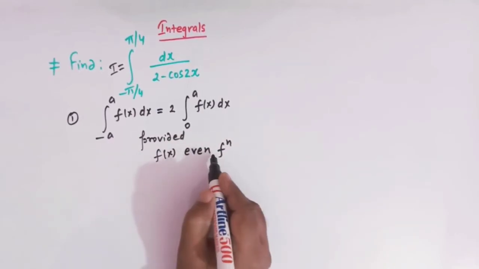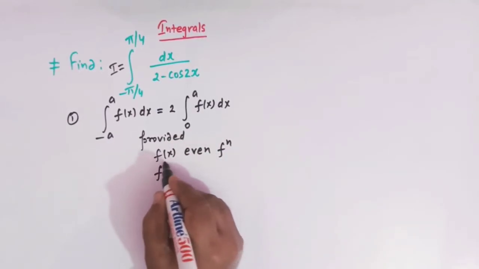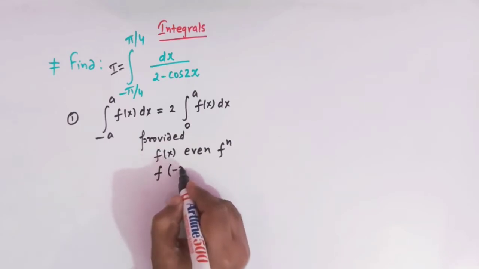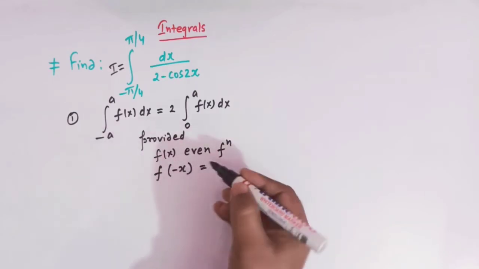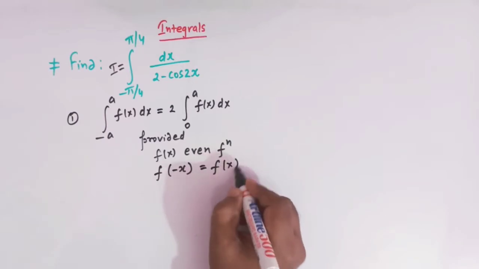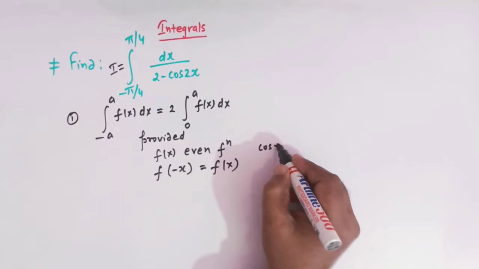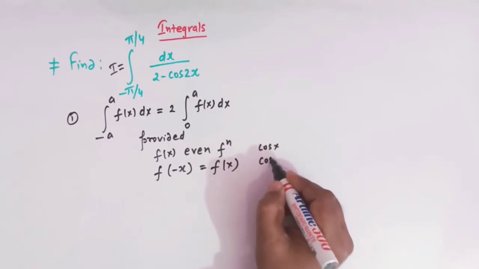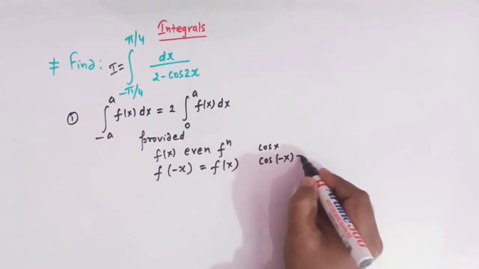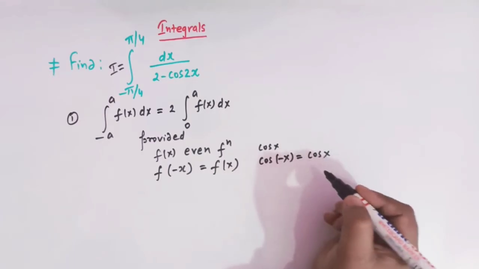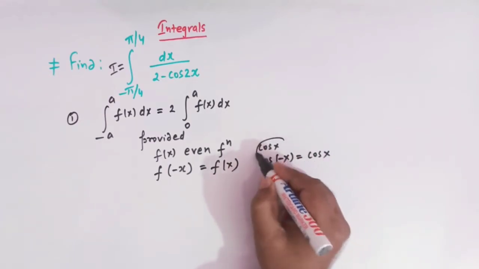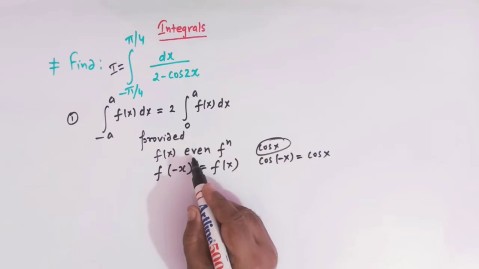By even function we mean that if we replace x by minus x, then again we get the same function. For example, if we have cos x and we replace x by minus x, again we get cos x. So cos x is an even function.